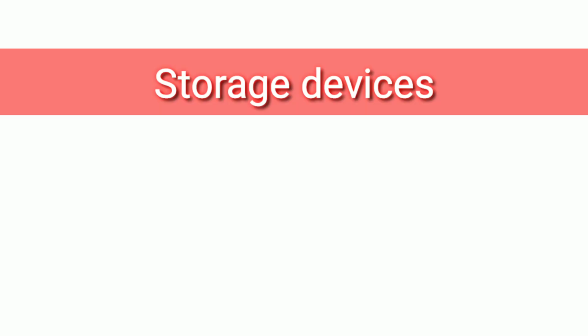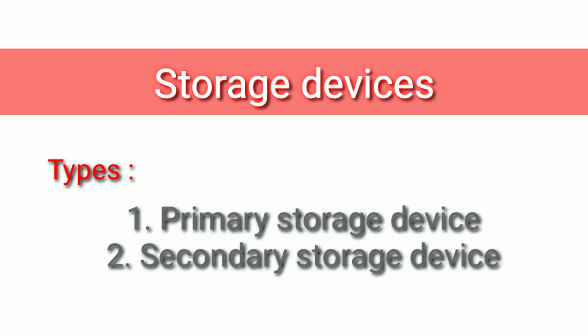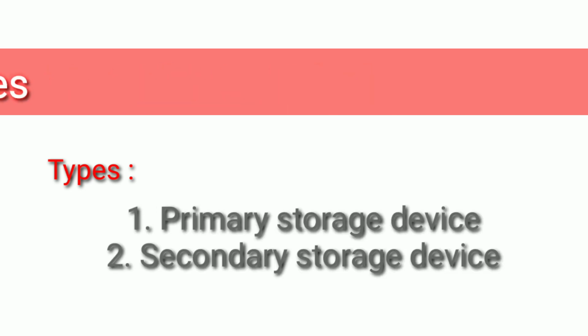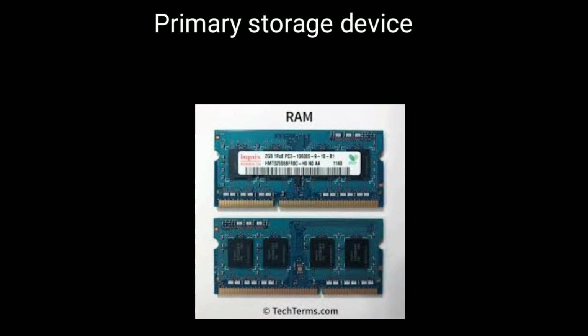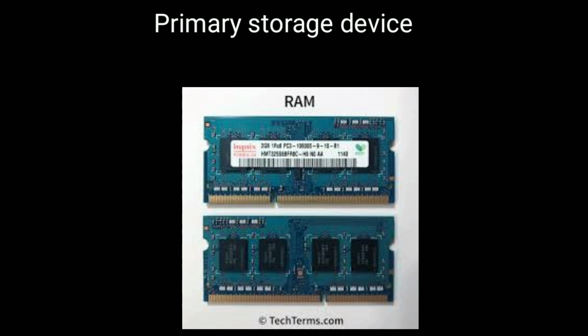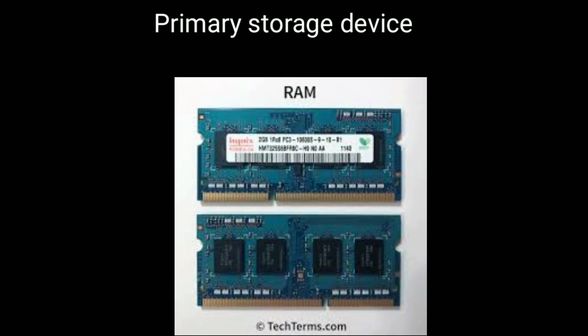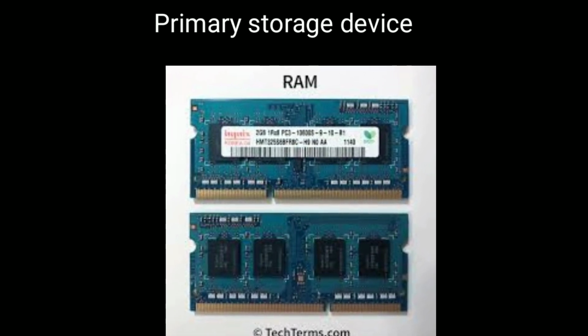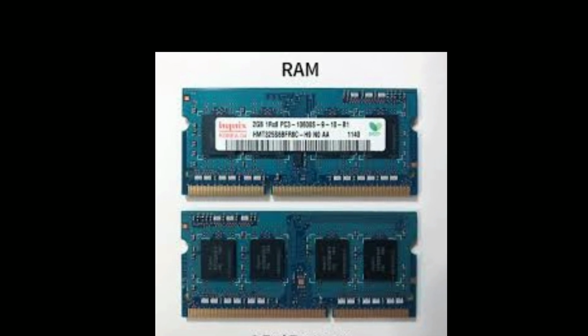Storage devices. Storage devices are used to store data in a computer. Storage devices are mainly classified into two types. They are primary storage devices and secondary storage devices. Primary storage device. RAM is the primary storage device. It stores the primary data for working a computer. RAM stands for Random Access Memory.